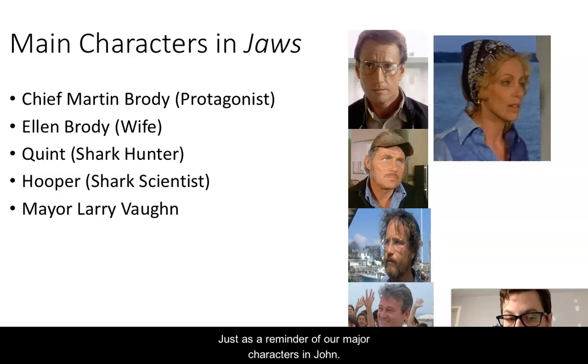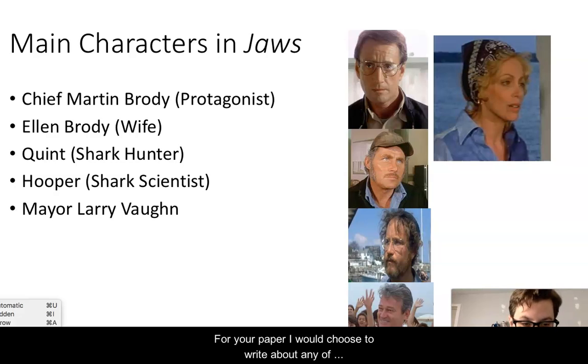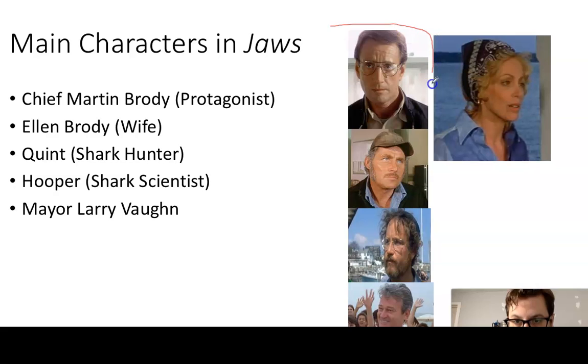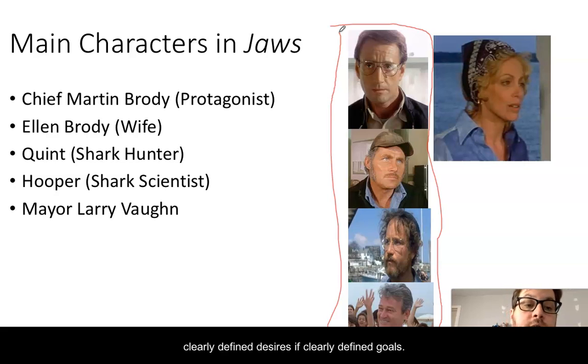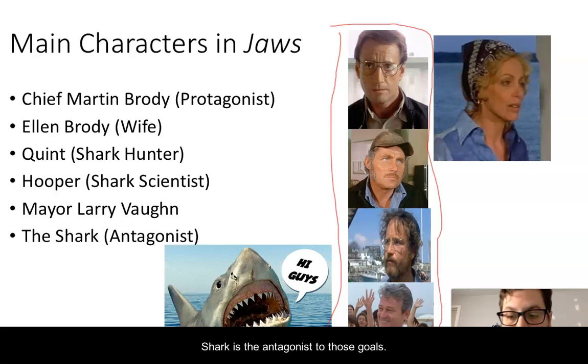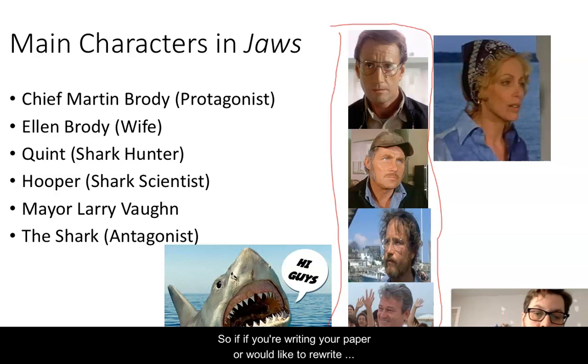Just as a reminder of our major characters in Jaws, for your paper, I would choose to write about any of the characters over here. I think you could fulfill the terms of the assignment by writing about any of these four characters, as they have clearly defined desires and clearly defined goals, and of course, the shark is the antagonist to those goals. So if you're writing your paper or would like to rewrite some of your paper before you submit it, I would choose any of these four characters.